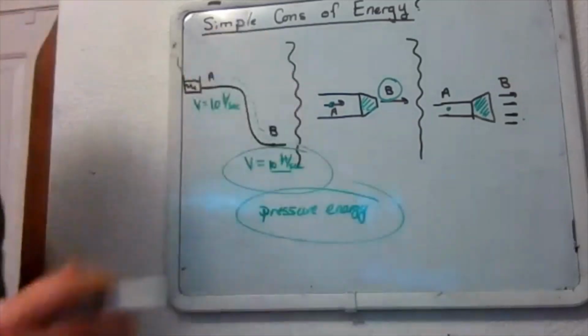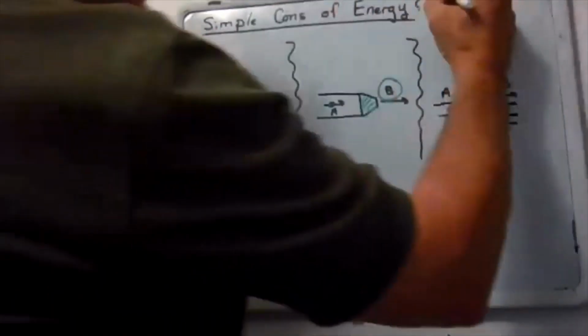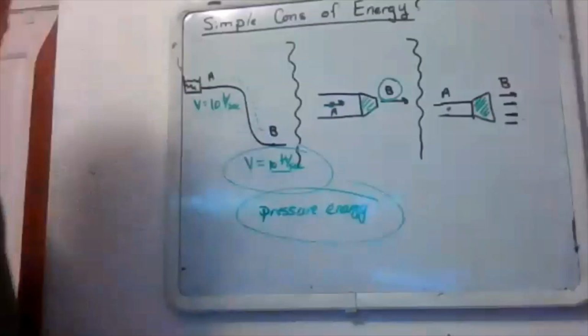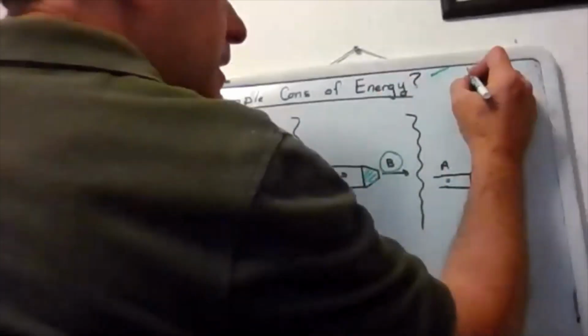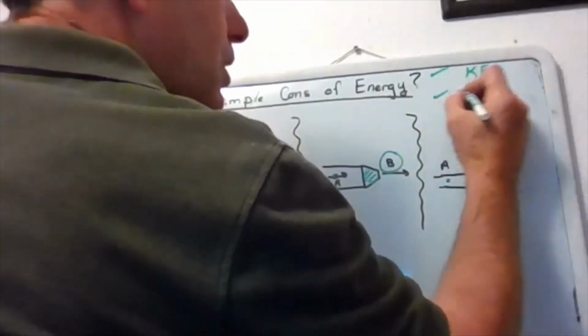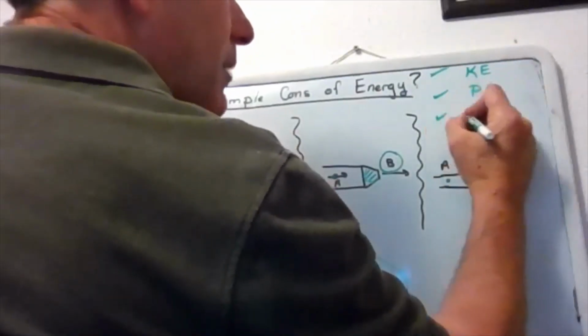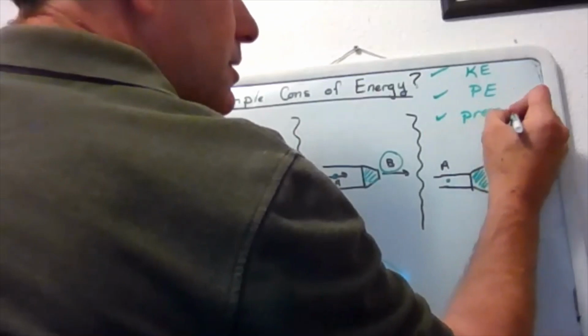So when we do simple conservation of energy for fluids, it turns out we're going to have three types of energy. I don't know if you can see that up there. Let me get that up there. We're going to have kinetic energy. We're going to have potential energy. And finally, what's called pressure energy.